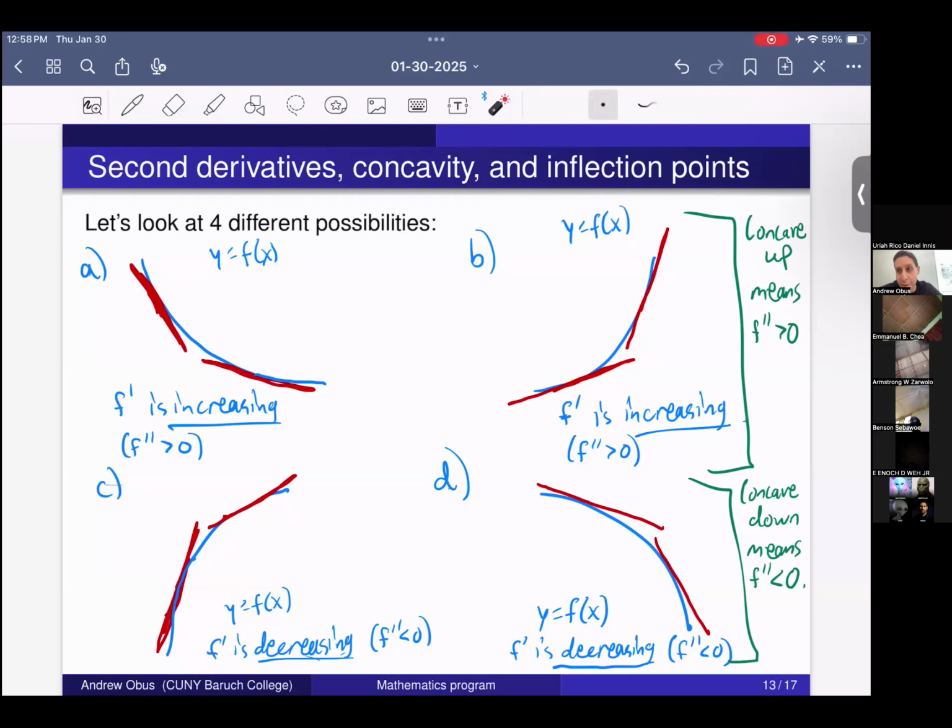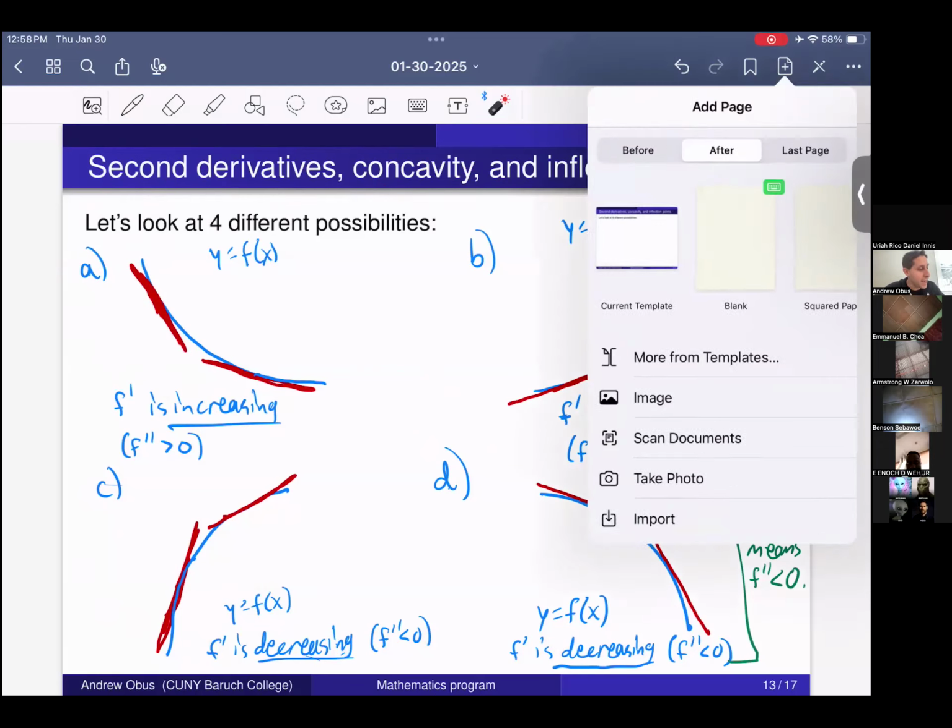Just like we saw that the first derivative tells you whether a function is increasing or decreasing. If the first derivative is positive, it's increasing. If it's negative, it's decreasing. Similarly, the second derivative tells you whether a function is concave up or concave down. Okay, so in this case, the second derivative is positive. That means the function is concave up. And here the second derivative is negative, which means that the function is concave down.